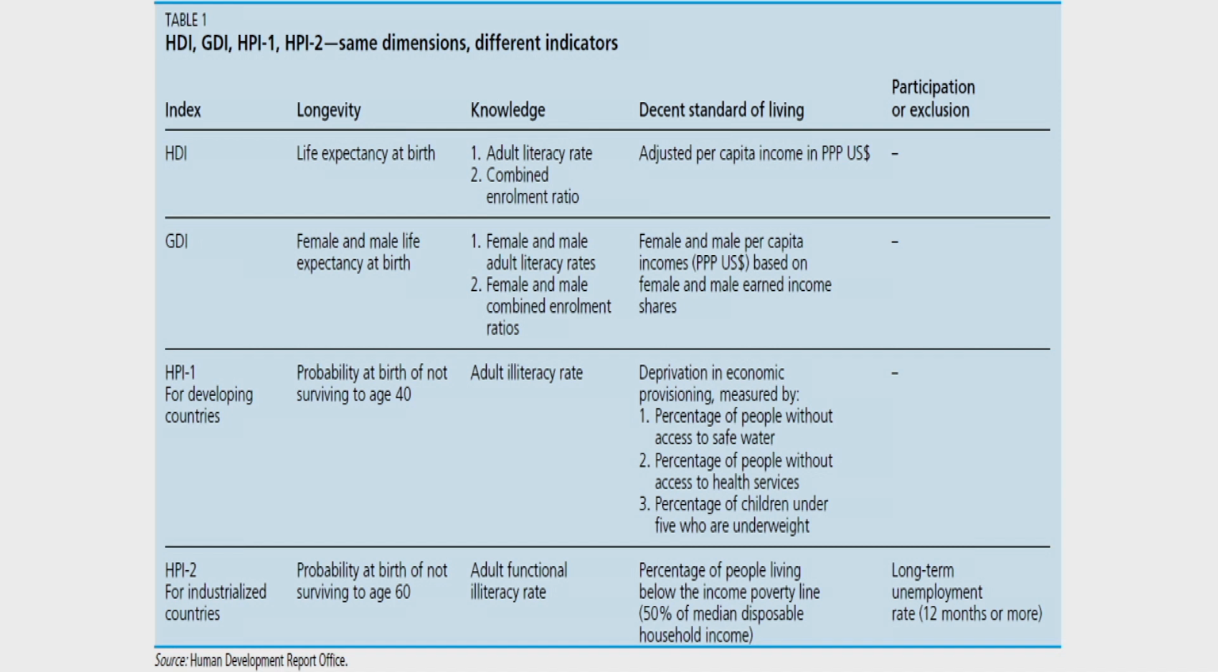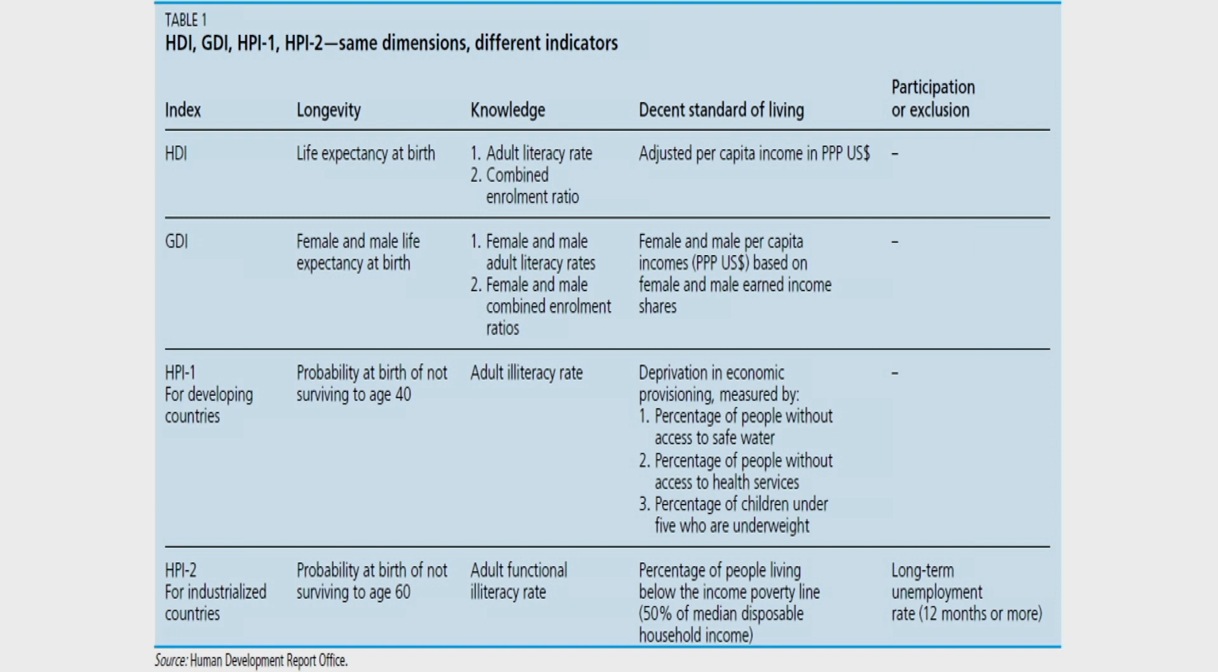HPI1 is a human poverty index which is calculated for developing countries, and they are done separately, which is why you have HPI1 and HPI2. It is done separately for developing and developed countries, because the requirements of the developed and the developing countries are of course very different. The data available for both these sets of countries are also very different. Therefore, it makes sense to separate them out.